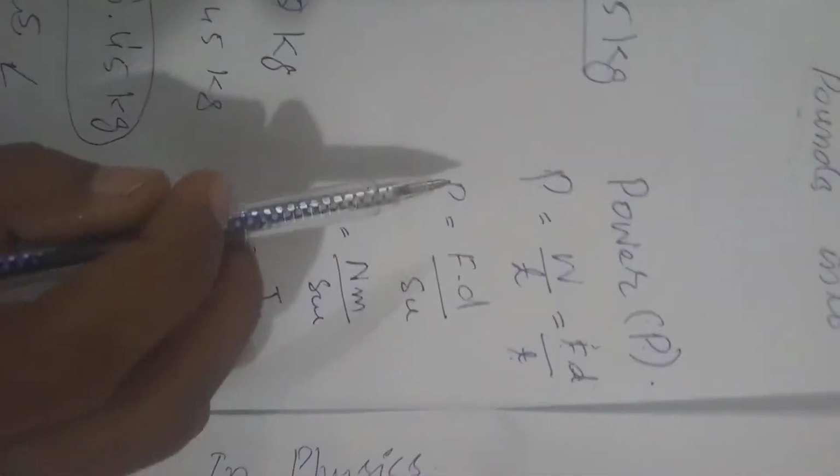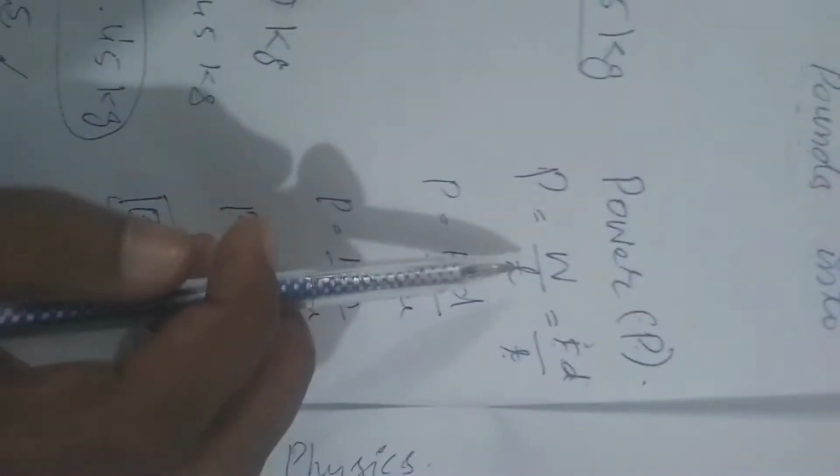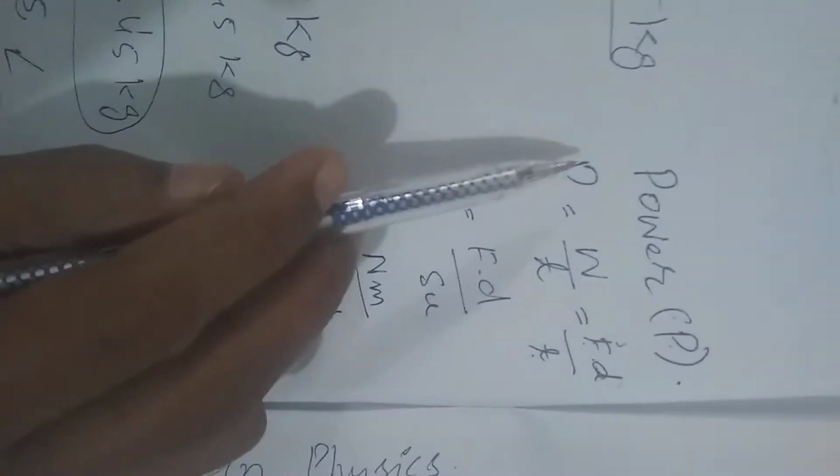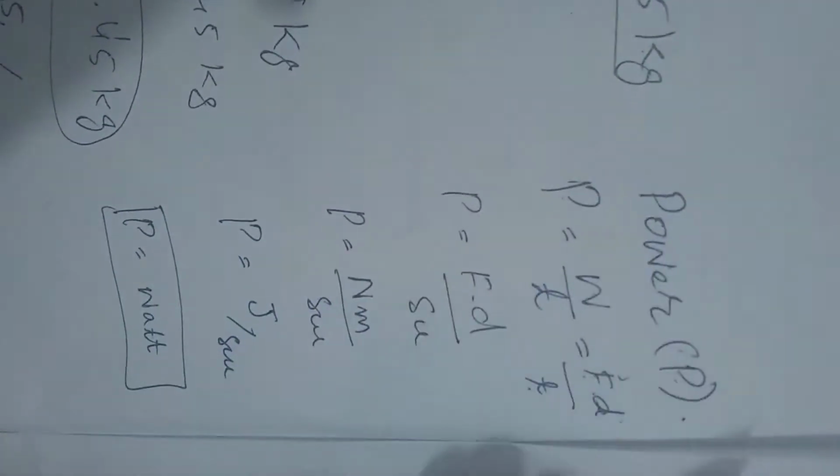Here the formula is P is equal to W/t, because the rate of doing work in a particular time is called power. Power becomes W/t. W is the work done by the body by applying the force in a particular time t.